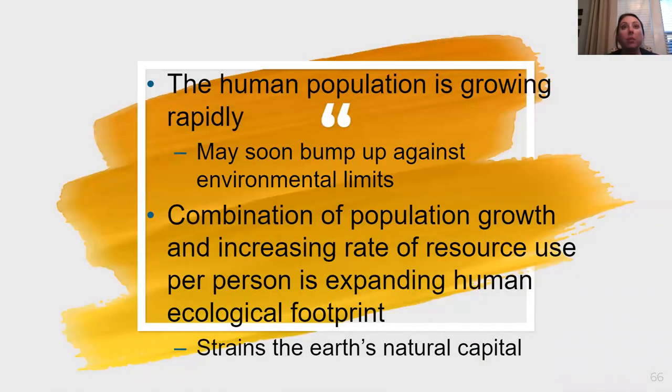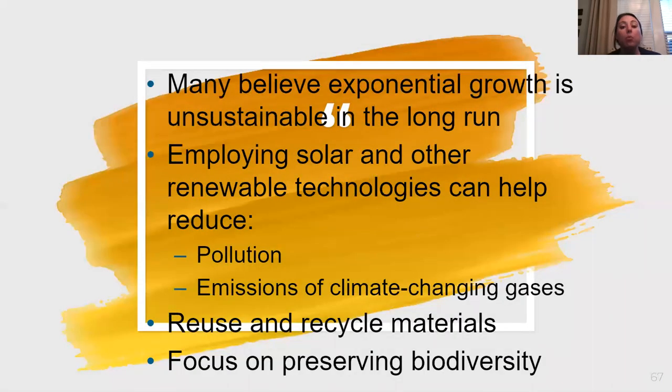Okay. And so the human population is growing very rapidly. It's going to bump up on our environmental limits. And so what we need to think about is how can we combine our population growth with our increasing rate of resource use to ensure that all people have access to resources and access to a good quality, high standard of living. Okay. Our current population growth is not sustainable.